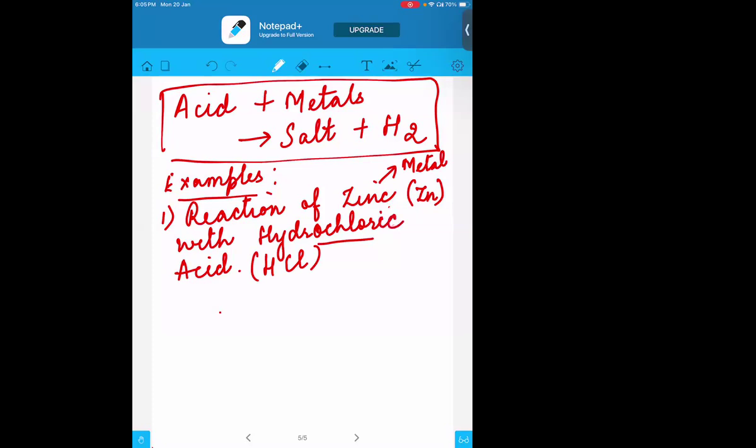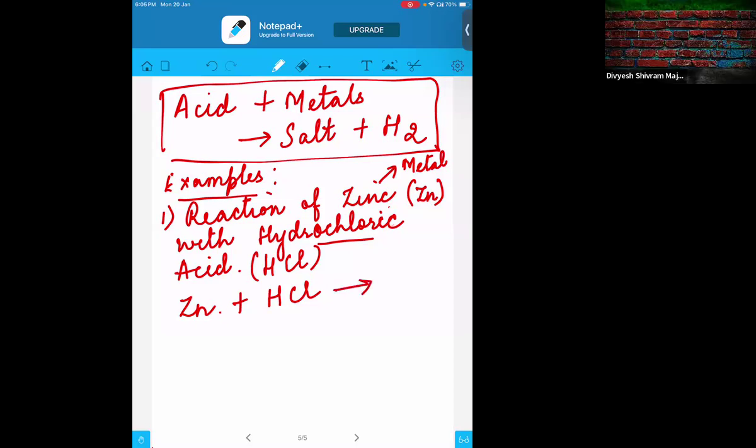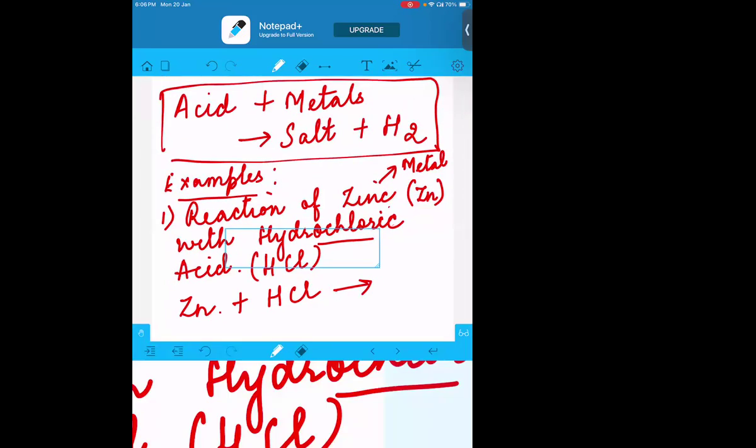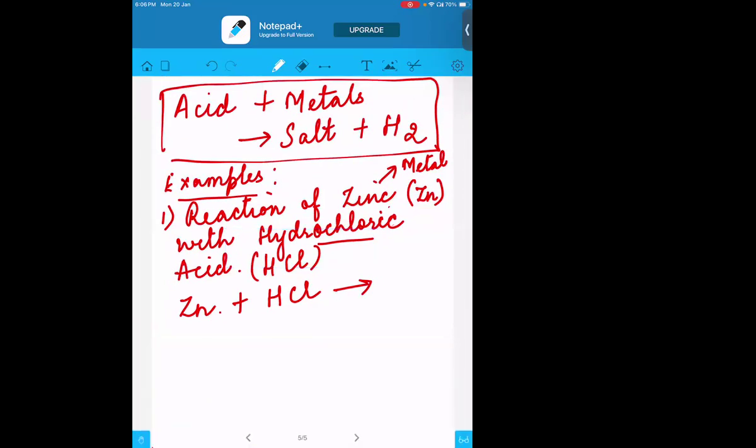Now, can I write this equation as Zn plus HCl equals to? Yes, ma'am. Now, can you tell me what will be forming here? Salt plus hydrogen. But what type of salt is being formed? It will be forming ZnCl2 plus H2.